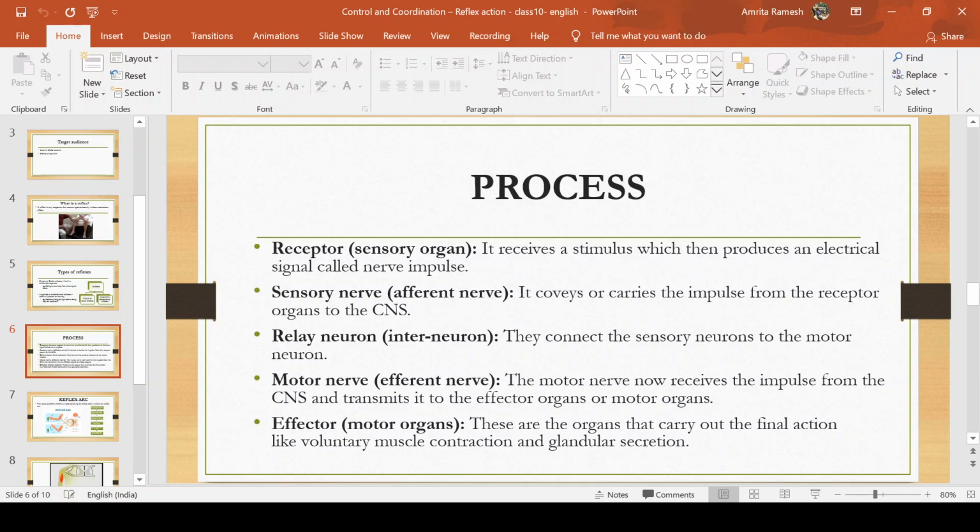Before we go into the process, let's get familiar with the terms. There are a couple of terms involved here which we have to be very clear about.